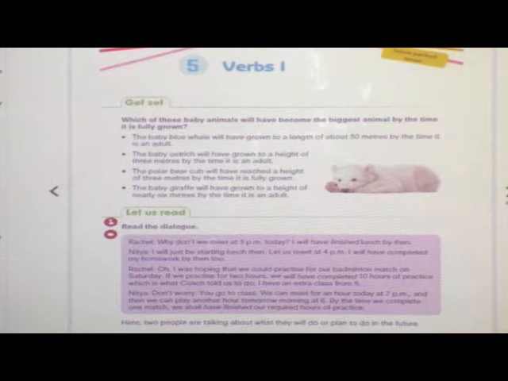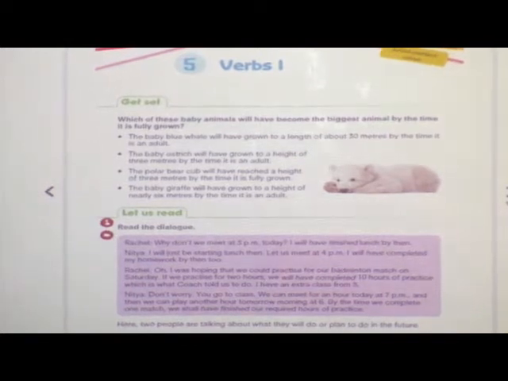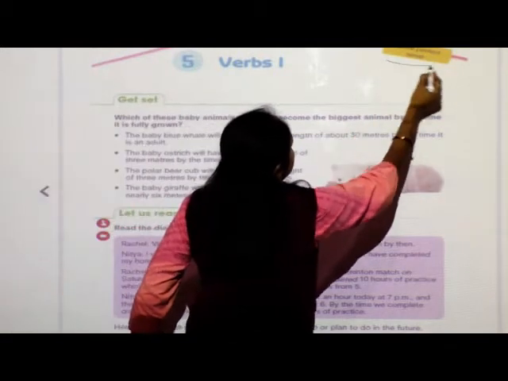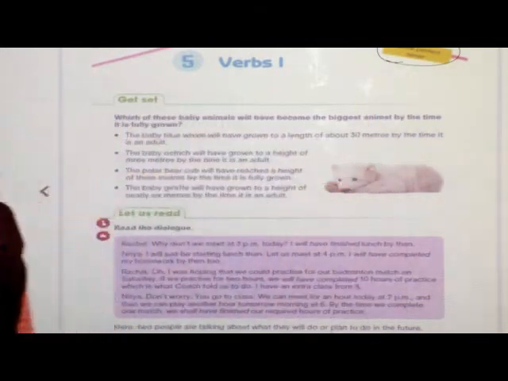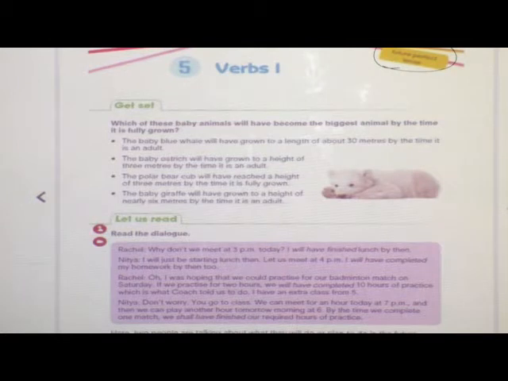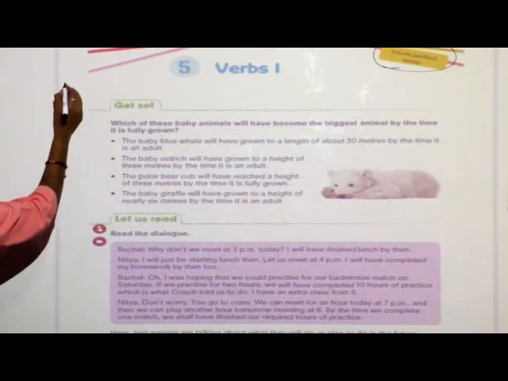Now in future tense we have 4 types. The first one is simple future tense. The second one is future continuous tense. The third one is future perfect tense. The fourth one is future perfect continuous tense. Today we are learning future perfect tense. We have 4 types of future tense. One is simple future tense. I will write it somewhere here.